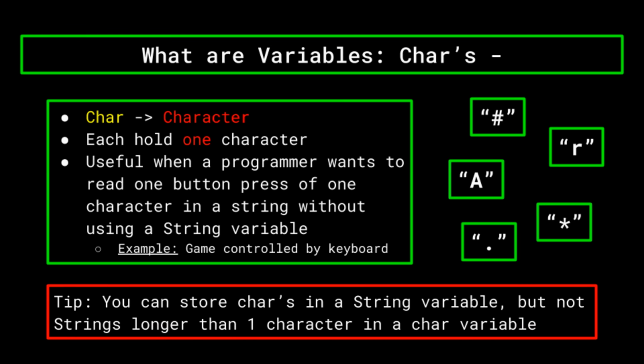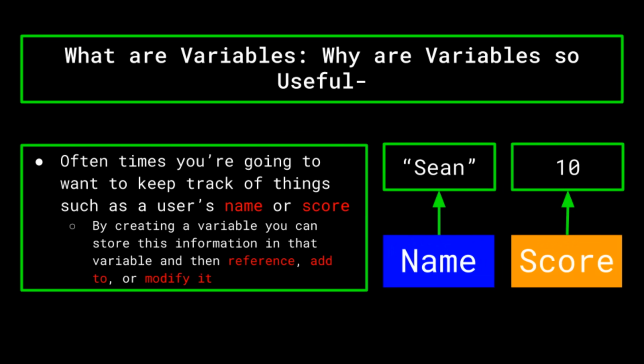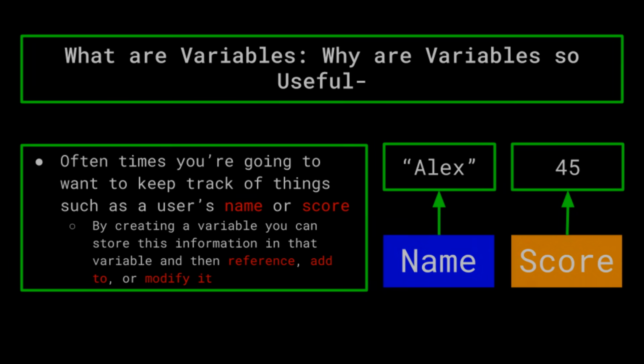Now, why are variables so useful? Well, being able to store information in a format that can be easily referenced later is essential for any good program. Oftentimes in code, you're going to want to keep track of things such as a user's name or score, and so by creating a variable called name or score, you can store this information in the variable and then reference it, add to it, or modify it.